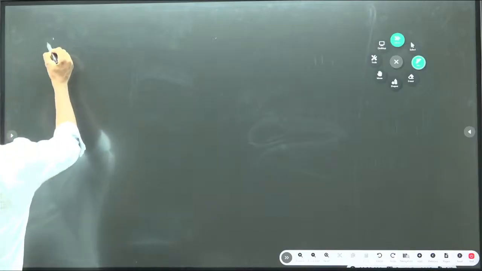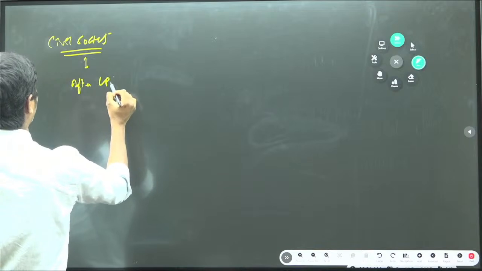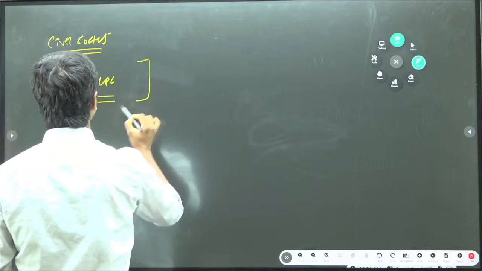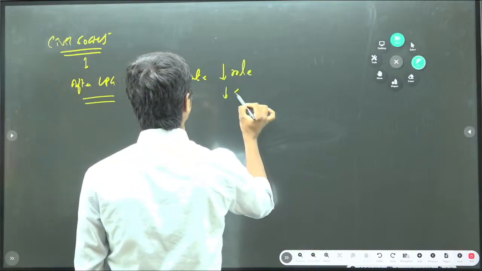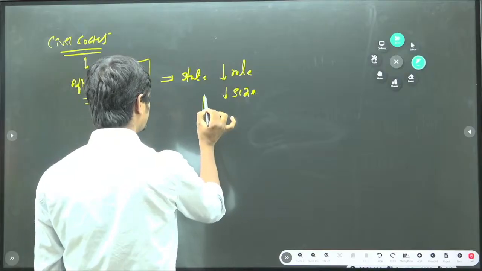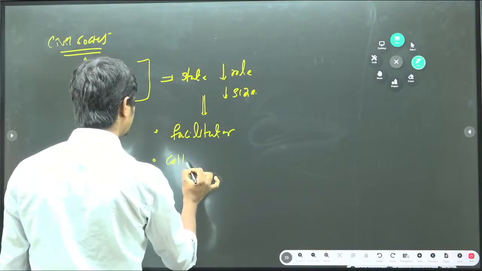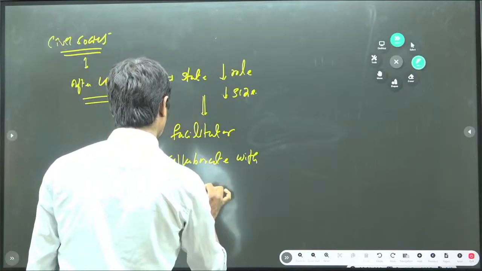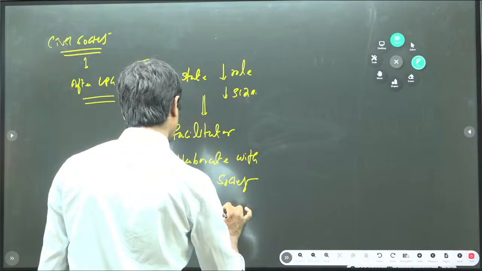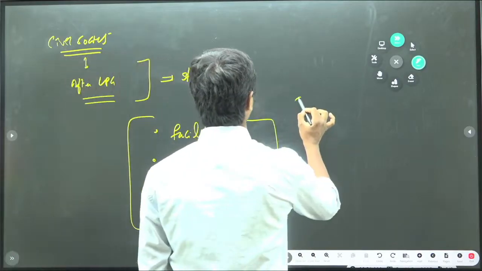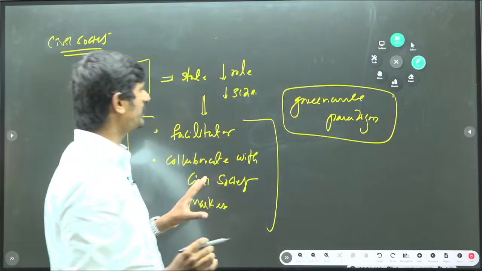Particularly, the civil society organizations' role became very prominent after LPG, liberalization, privatization and globalization. After this, the state has reduced its role and its size, and the state tries to become a facilitator. It tries to collaborate with civil society as well as the market. So this is all called the governance paradigm. So we can write this point in the context of the governance paradigm.